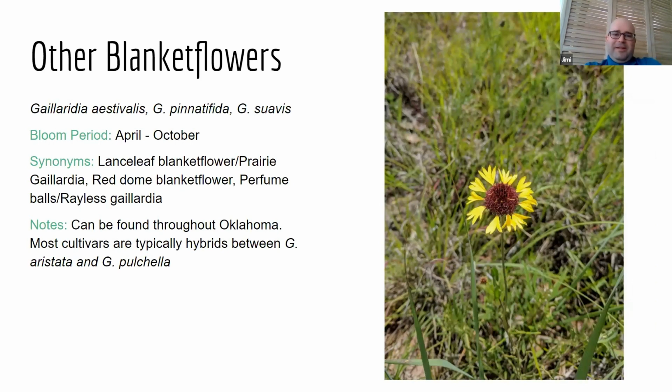There are actually quite a few other blanket flowers that can be found in Oklahoma on the roadside too. Like this Prairie Gaillardia right here was off Highway 51. It's actually probably what I see most commonly out of the Gaillardias on the roadside. You can also find red dome blanket flower. That's going to be more in western Oklahoma. And a very interesting one, perfume balls or rayless Gaillardia, which doesn't have any bracts. So it's just kind of the red ball in the center.